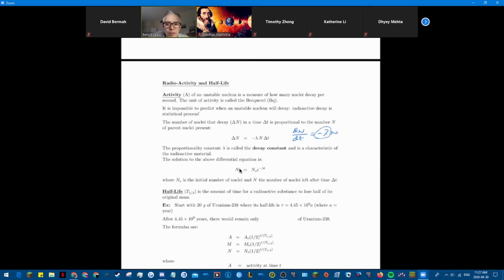Here N0 is how many nuclei you have to begin with at a certain time, and N is how many nuclei you have left after a certain amount of time, delta t or t. Now, half-life is the amount of time for a radioactive substance to lose half of its original mass. Half of its original mass.